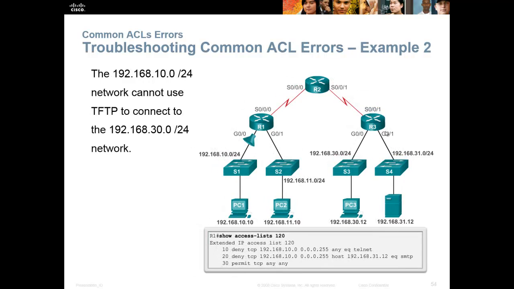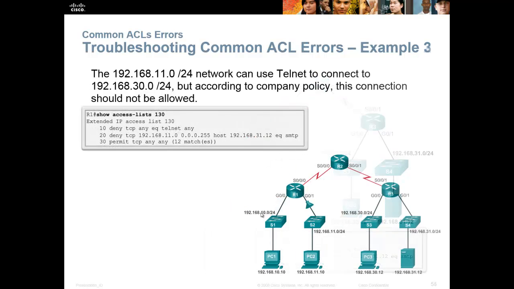All right, so in the last scenario, it was a wrong placement. We put it on an incoming interface to R3 instead of an outgoing interface. In this example, I can't go from 10 to 30, and I should be allowed telnet access, but the very first line denies me access. So I need to fix that. I either need to allow a specific host first and then deny the rest of the network.